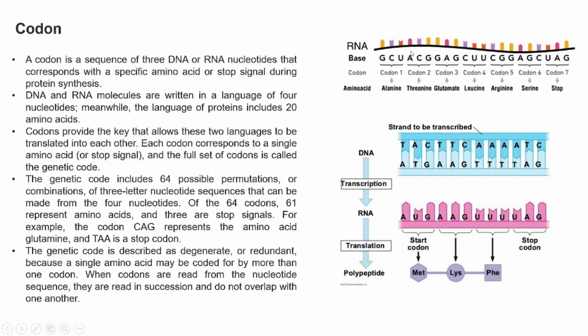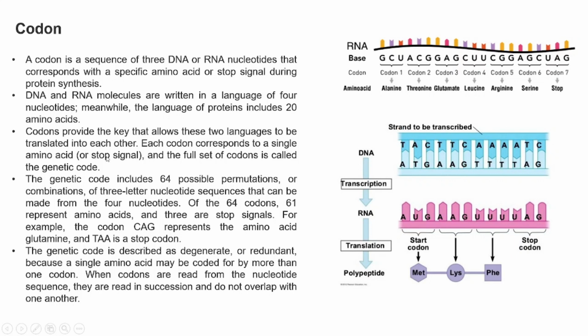For ACG, this is another codon: adenine, cytosine, guanine. This corresponds to threonine. So each amino acid has codons. There can be even 2-3 codons that correspond to one amino acid. And UAG, UGA and UAA correspond to the stop codon. So the codon is the correct answer. It's the sequence of 3 DNA or RNA nucleotides. There are 4 nucleotides, G, C, T, A, and in the language of proteins there are 20 amino acids. So each codon corresponds to a single amino acid.